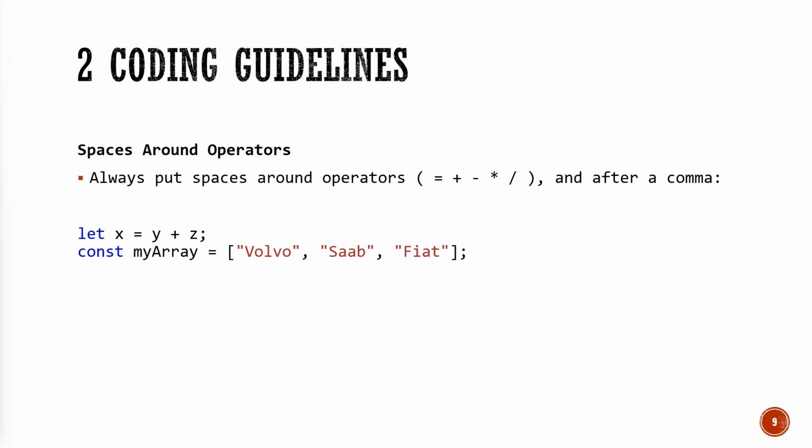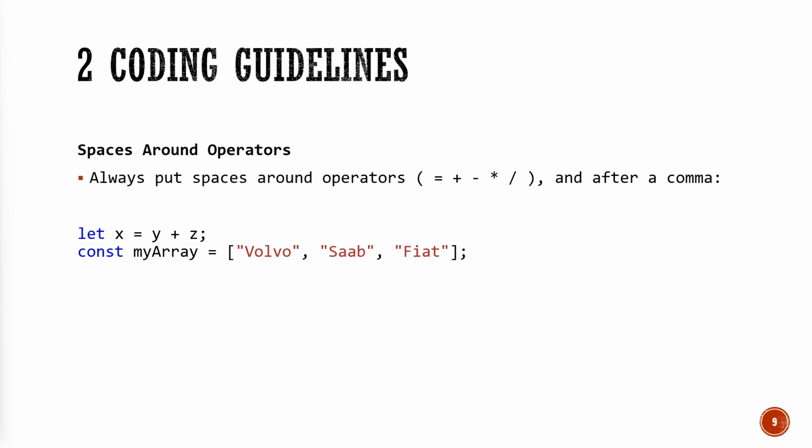Another is space around operators. You always have to take note that you need to consider spaces when you input your statements or your operators in JavaScript, and always fill in space after a comma. We have here an example: let x space equals space y space plus space z, then a semicolon. So always take note of that.